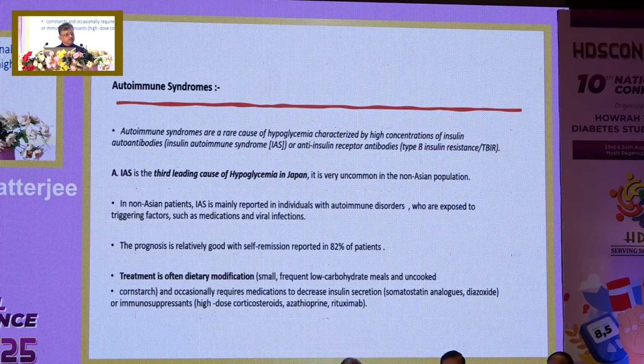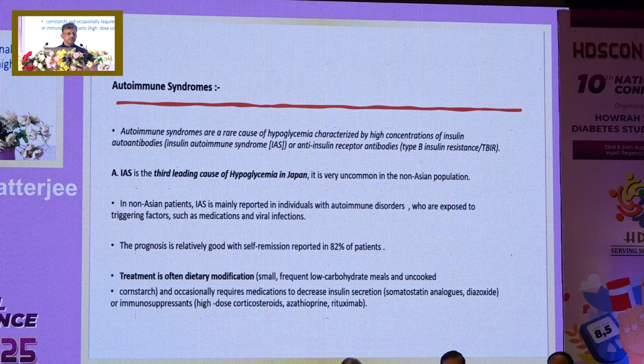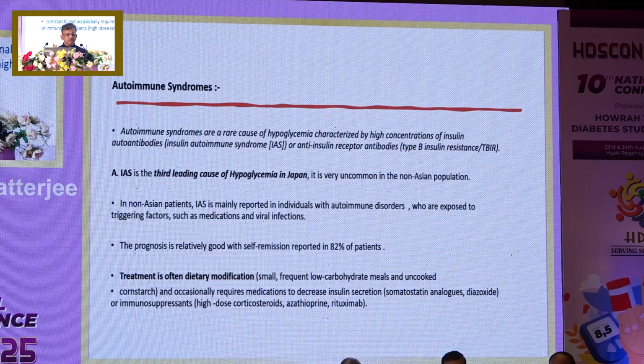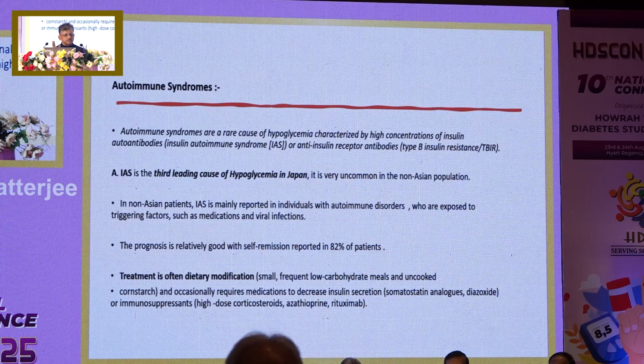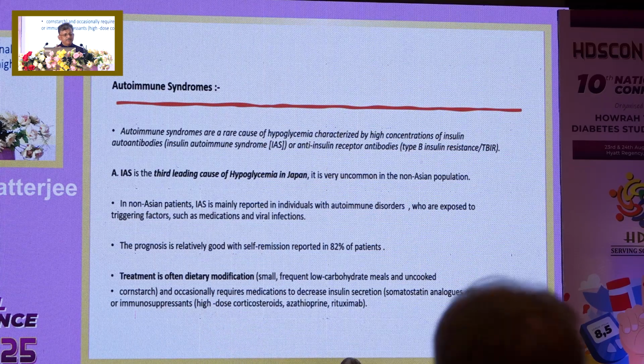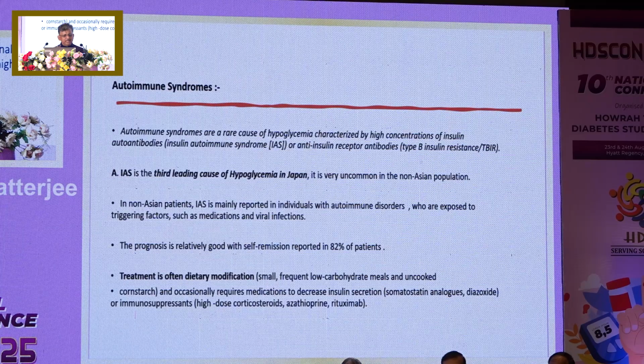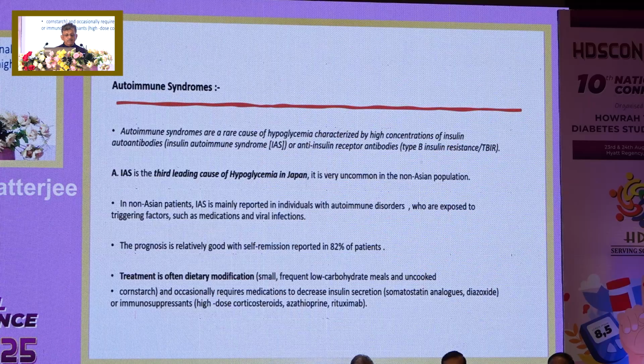Insulin autoantibodies are quite uncommon outside Japan and almost not seen in Caucasians, and are very rarely seen in India. Few case reports. These are antibody mediated, and most of the time they have a precipitating factor like drugs. In Japan, methimazole is one of the drugs. Similarly, viral infections, other drugs, and medications can initiate the antibody production and hypoglycemia.